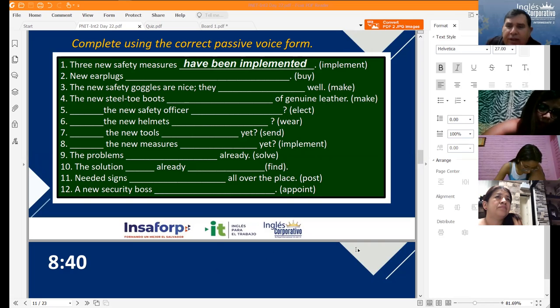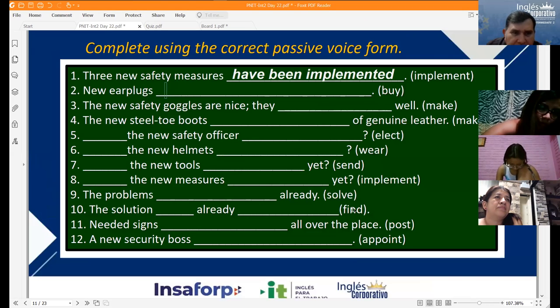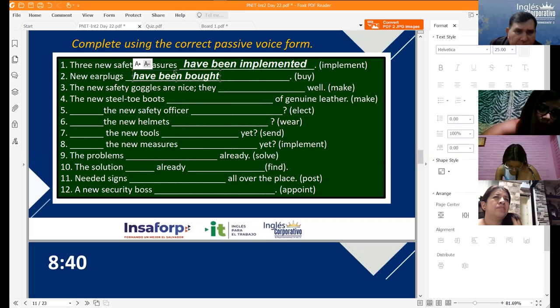Okay, ladies and gentlemen, let's continue. We say new earplugs have been bought. Okay, new earplugs have been bought. Let's make it a little smaller, okay?